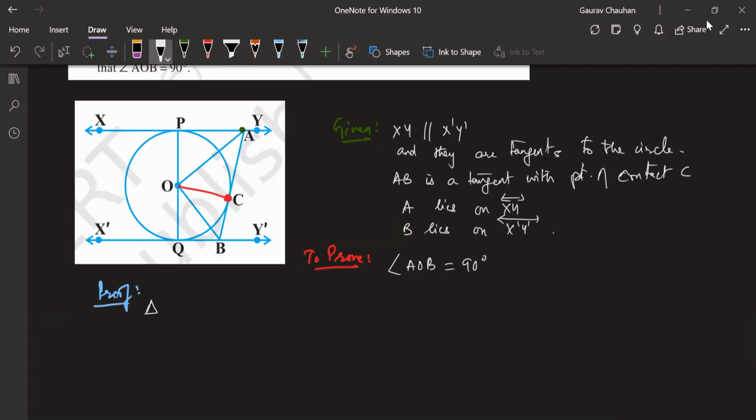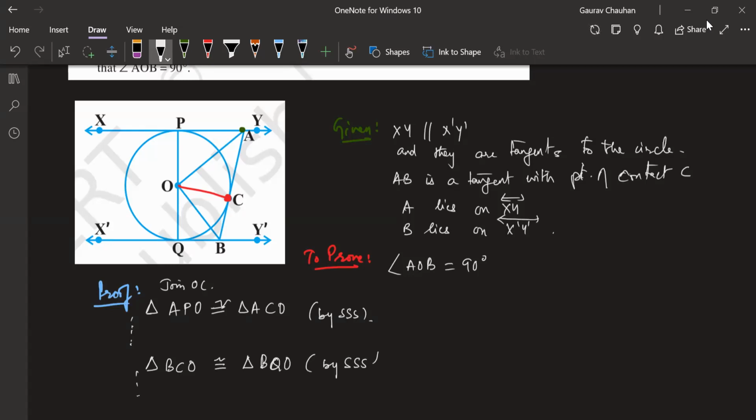So we can show that triangle APO is congruent to triangle ACO. First we join OC. You have to write the steps, and you have to give the reason. This you will get by SSS. Similarly, you will get triangle BCO congruent to triangle BQO, by SSS again. Is everyone okay with these two congruencies?